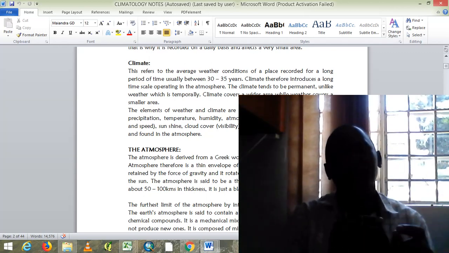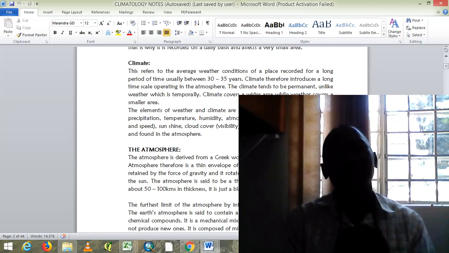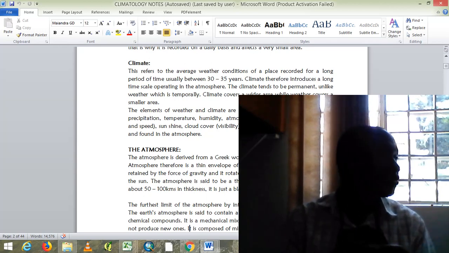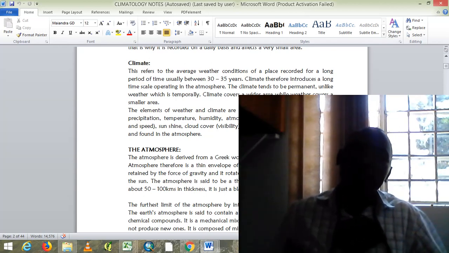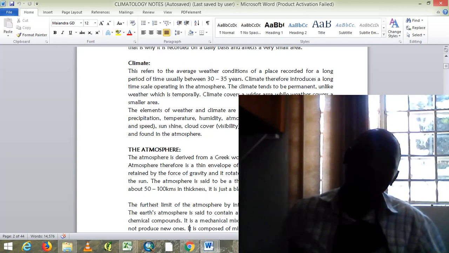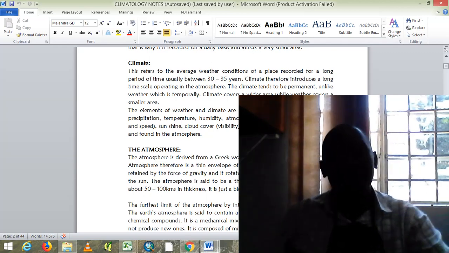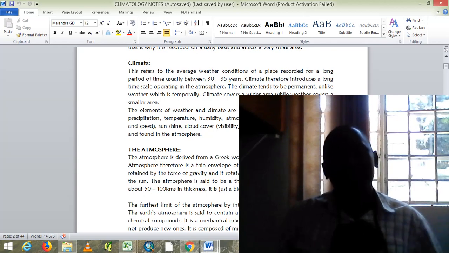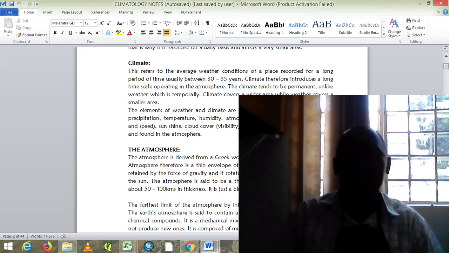So in climatology, we measure that intensity. Of course, you know the instrument which is used to measure sunshine intensity. It's called what? The Campbell what? The Campbell Stokes recorder. Then we also measure duration of sunshine. Then we have cloud cover. Under cloud cover, you are talking about visibility.